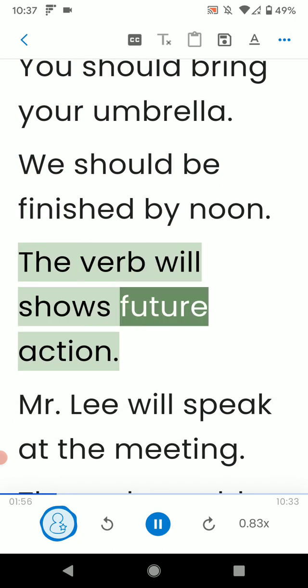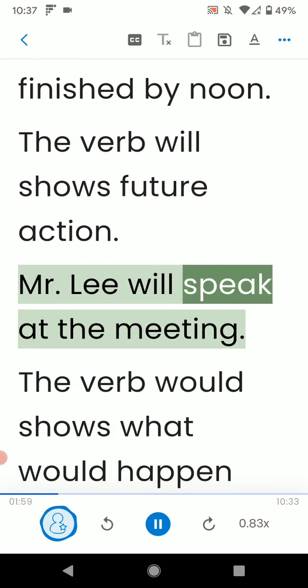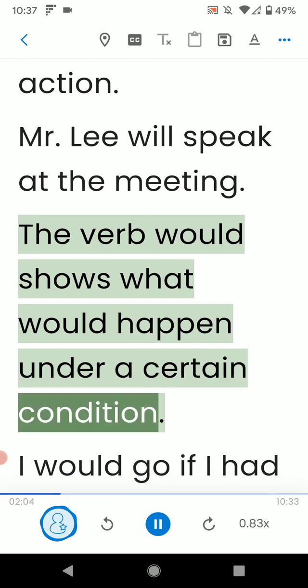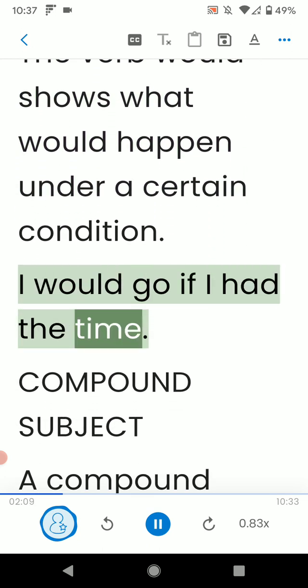The verb will shows future action. Mr. Lee will speak at the meeting. The verb would shows what would happen under a certain condition. I would go, if I had the time.